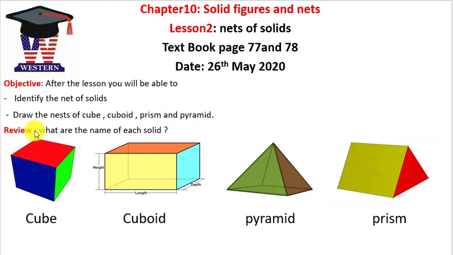Review what you have learned before. They ask you what the name of each solid is. The first solid is a cube, and this one is a cuboid, and this figure is a pyramid, and this one is a prism.